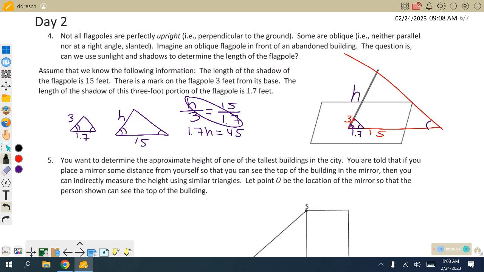Go to your calculator if you haven't done so yet. And what do we got? 45 divided by 1.7. Does it say what to round to? I don't see anything, do we? So our default will be nearest tenth. So 26.5. And we have units, I believe. 26.5 feet. And then just do a logic check.